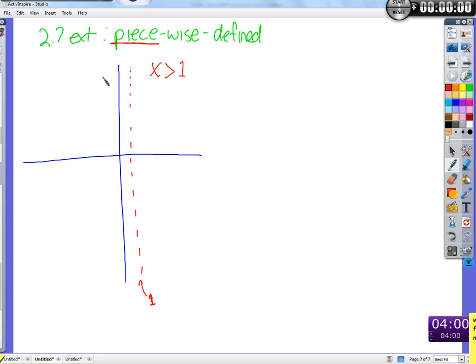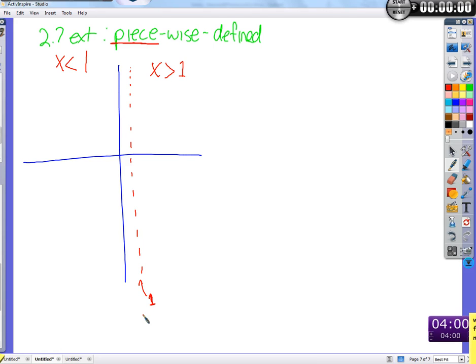And this piece is what? X is less than 1. Okay? And this is where x is equal to 1. So this is the basis of a piecewise defined function. When x is this, do this. When x is something else, do this other thing. When x is this other thing, do this other thing. Okay, we can cut it into 2, 3, 4, 100 pieces, whatever we want. For now, we'll just start with 2 pieces.